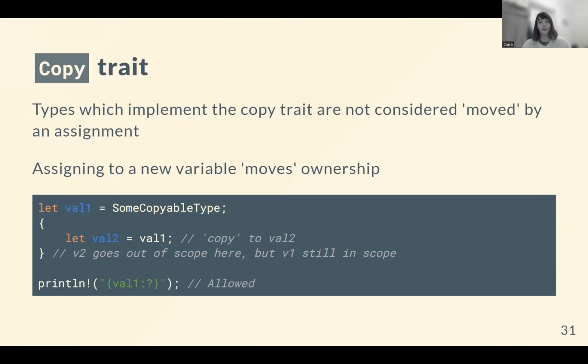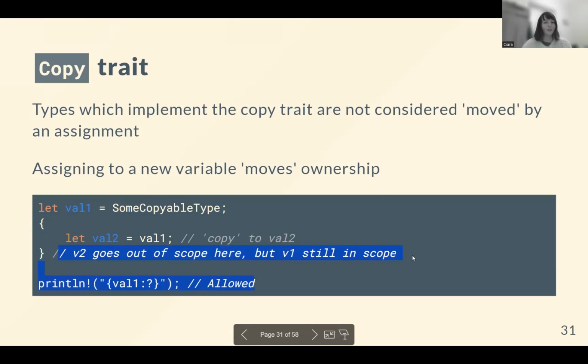Types which implement the Copy trait are not considered moved by an assignment. They're considered copied. So assigning to a new variable, instead of moving the ownership, copies it. So in this case, we've got some copyable type. We copied the value to value2. And then although value2 goes out of scope, v1 is still in scope. So we can still access it. This is a mistake on my part. It copies.